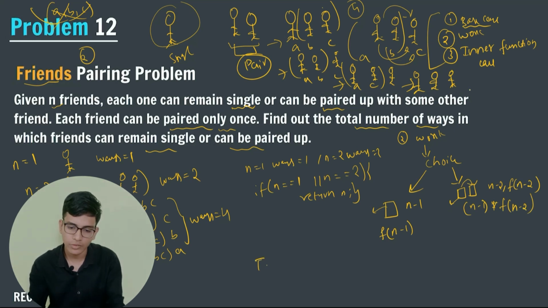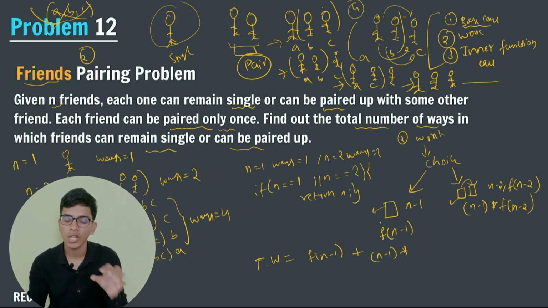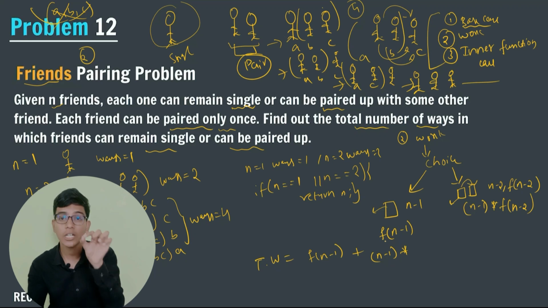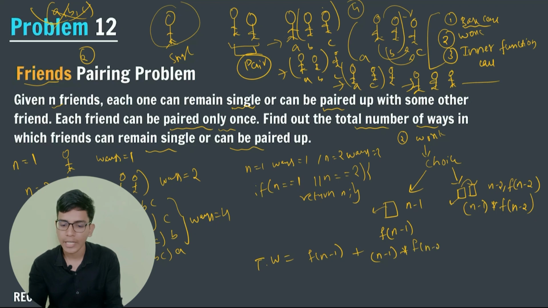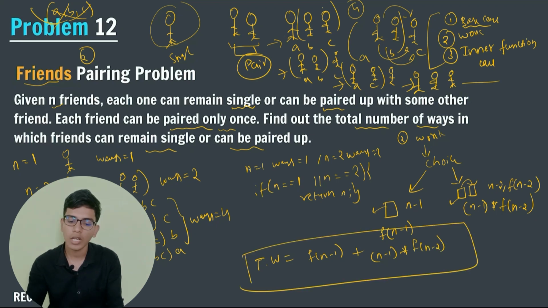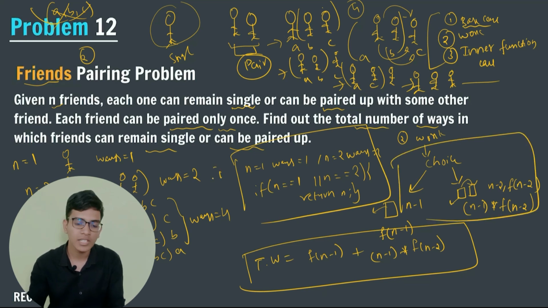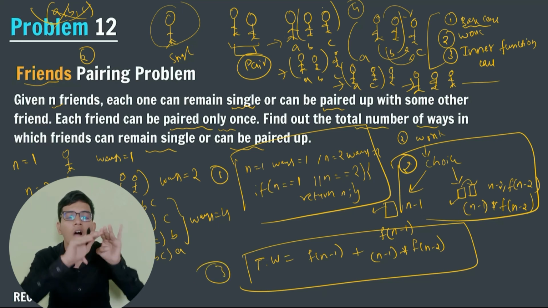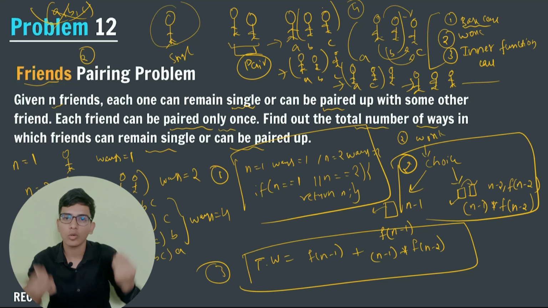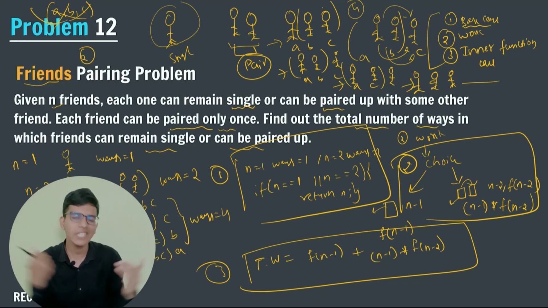So the total number of ways, the inner function call, will be: total number of ways is equal to f of n minus 1 plus n minus 1, because n minus 1 friends are possible for that particular single person to make pairs, times f of n minus 2. So this is the function calling, and this is my base case, and these are the works I am performing. So this is my first base case, after this is the work I am performing, and this is my inner function call. All these 3 things are clear. Now I can code this, and by coding we will understand it even better.